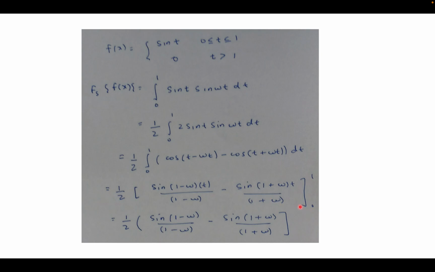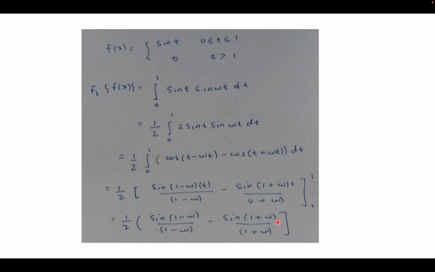And when you have t equal to 0, then both of the functions will become 0, because sin 0 is 0. Therefore the Fourier sine transform of the given function f(x), which is given as sin t in the interval 0 to 1, is given by half times [sin(1 minus omega) upon (1 minus omega) minus sin(1 plus omega) upon (1 plus omega)]. Okay, so I hope this was again a very simple problem. Here I just used the Fourier sine transform definition to solve the question.